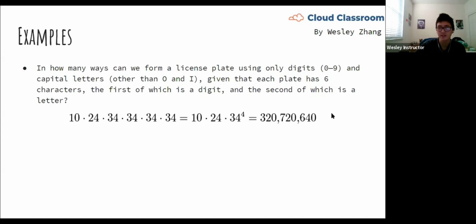And I get this many different ways I can form a license plate: 320,720,640 ways. Sorry, a lot of weight.